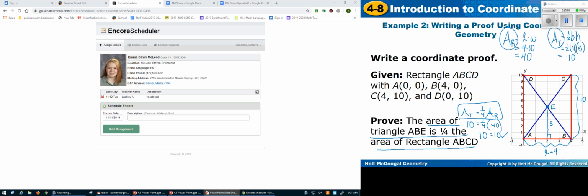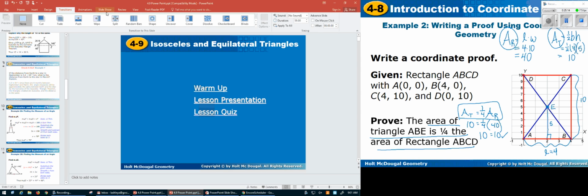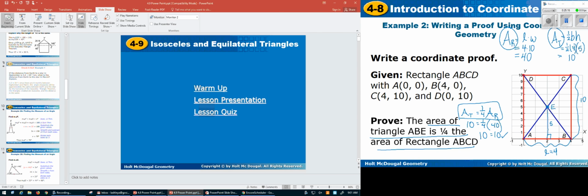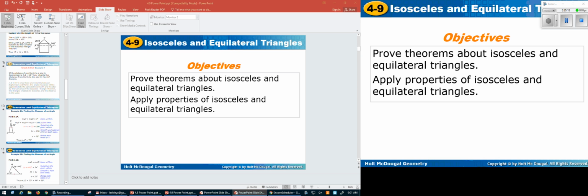Okay. All right. Let's look at 4-9. And like I told you, 4-9 is just 2 theorems. So you should get some time to work on homework today. We'll see how far we can get before our play people leave.